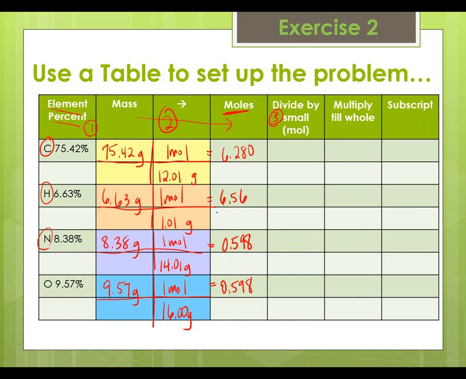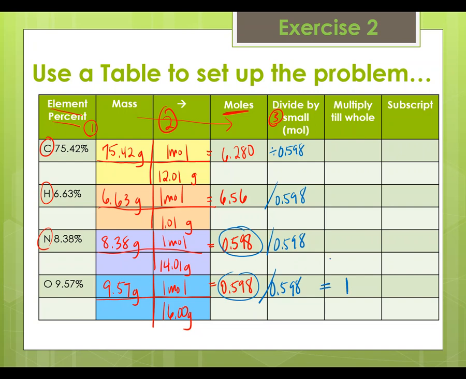The 6.28, the 6.56, 0.598, or 0.598. These two happen to be the same. Yes, both of these are the smallest. So we're going to divide everybody by this number. Divide by the 5.98, or you can use the slash, whichever is easier for you. Divide everybody by that smallest mole number.